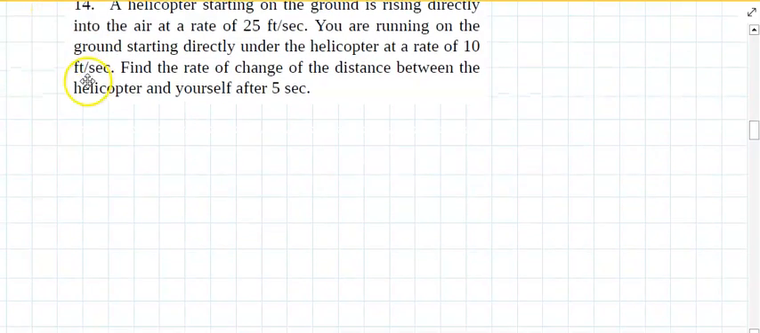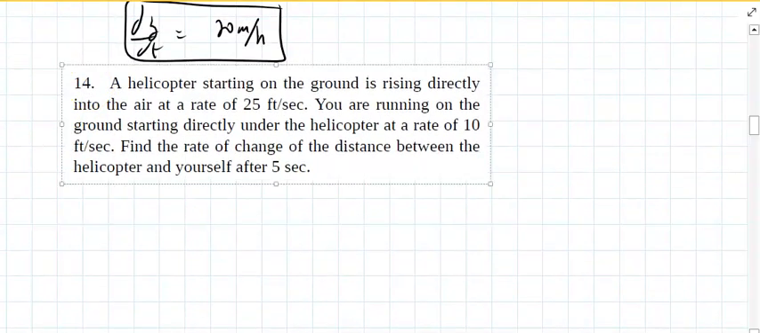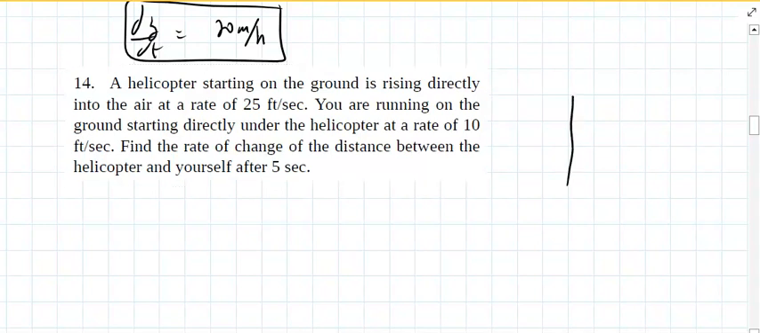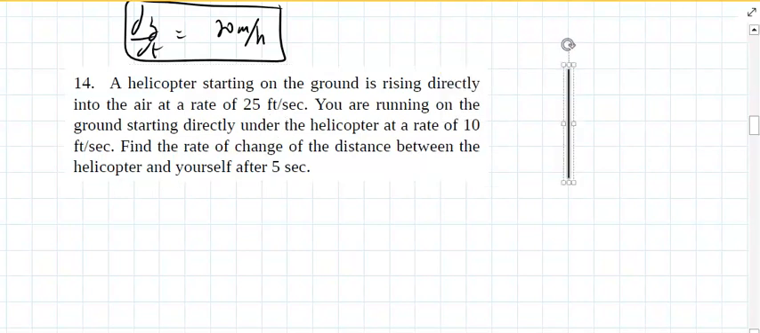Number 14. A helicopter starts on the ground and is rising directly in the air. So the helicopter is going straight up. If this is y, the helicopter is going up at dy/dt, a rate of 25 feet every second.